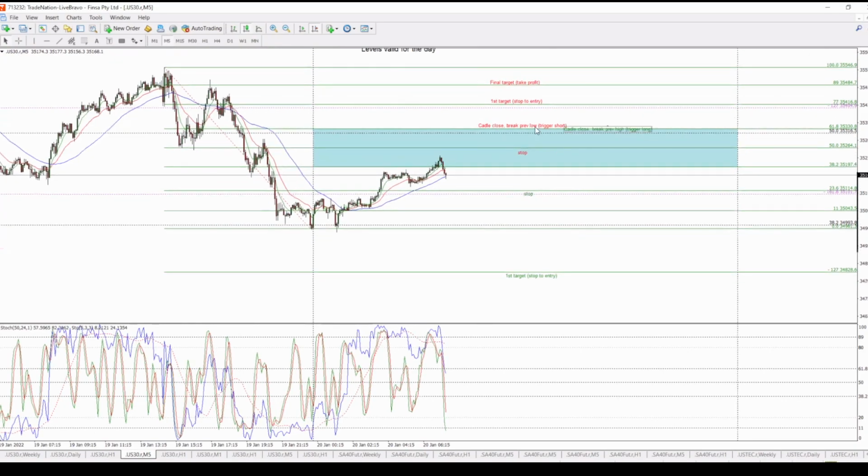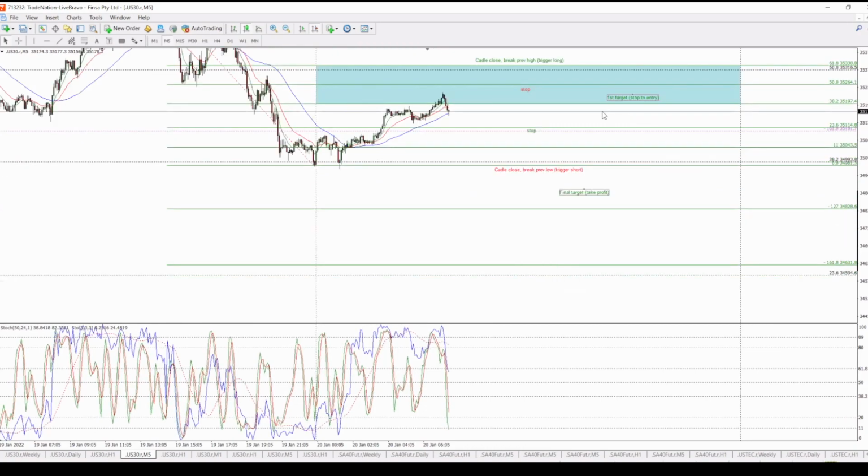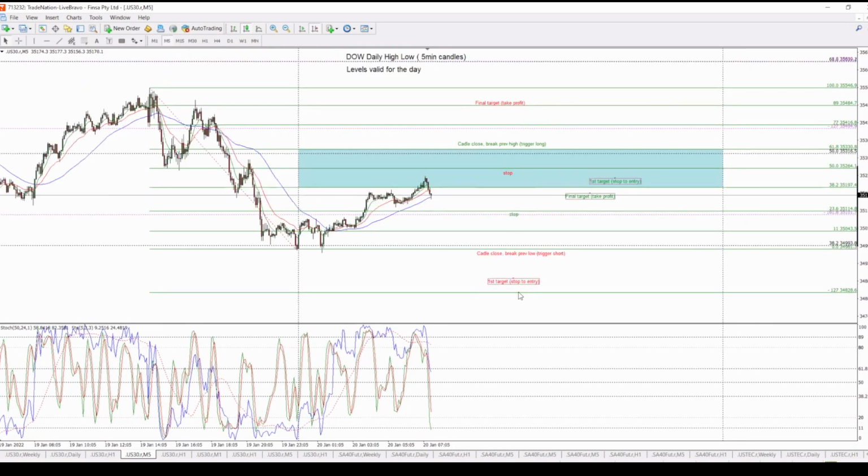It's a trigger short, and we'll be aiming for that minus 161 level. For triggers long, it is a candle close above 61.8, break previous candle high, and we'll be chasing the 89.